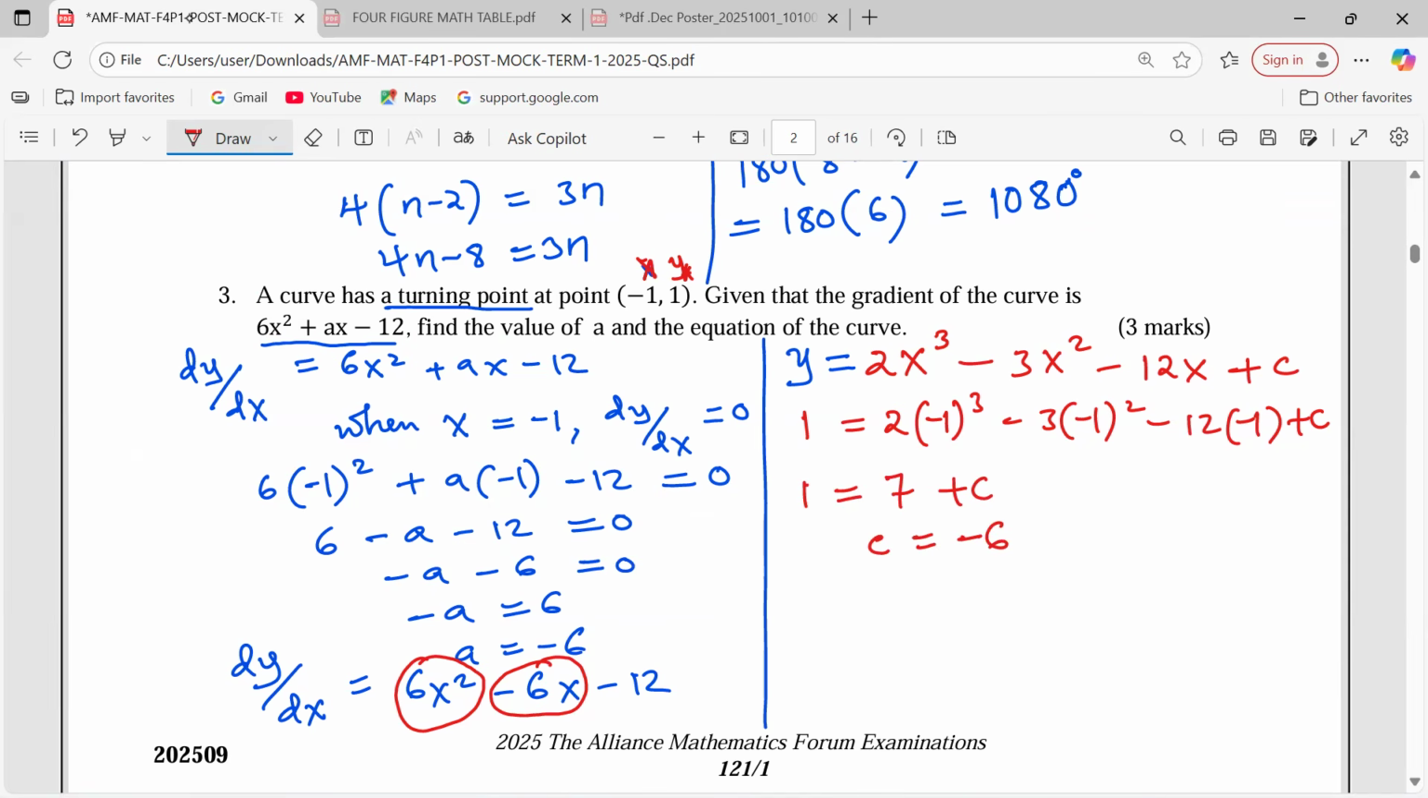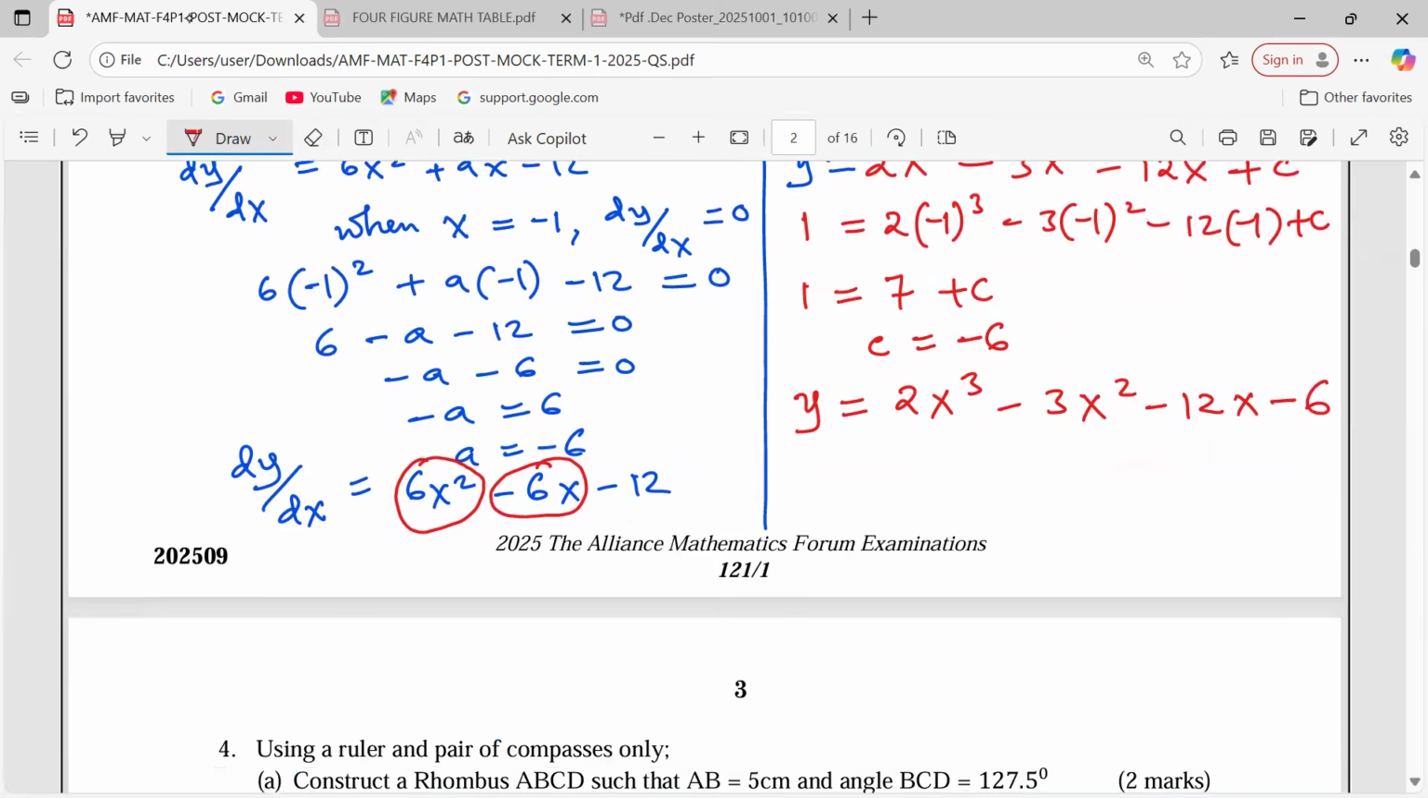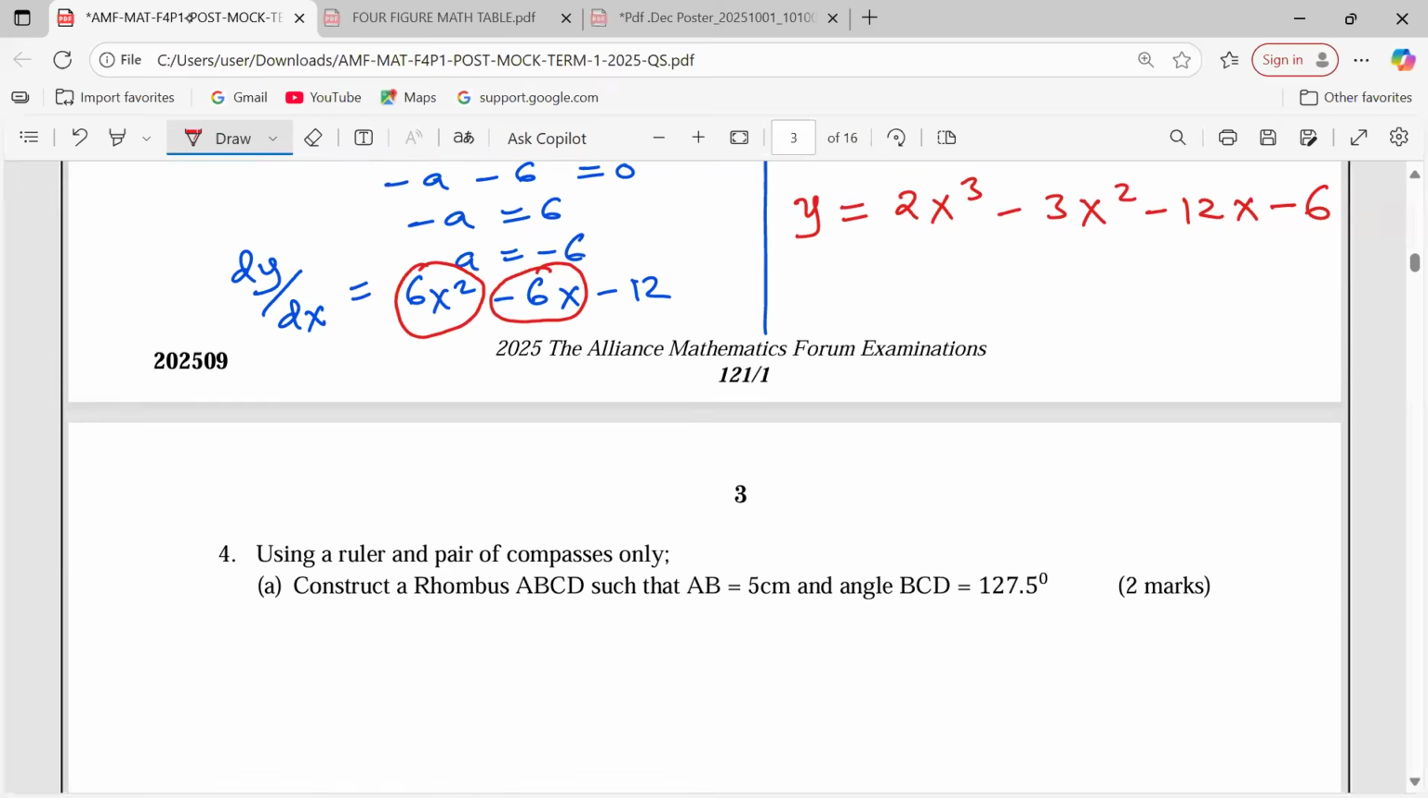If the value of c is known, we can now write the specific equation of the curve. y equals 2x power 3 minus 3x squared minus 12x minus 6. The value of c has already been discovered, so we write it like that.